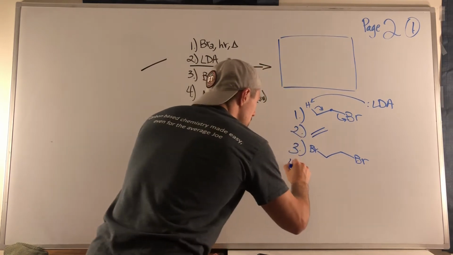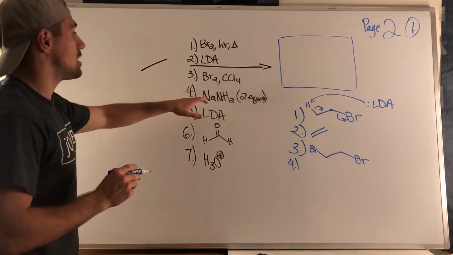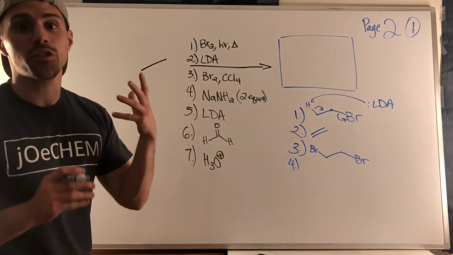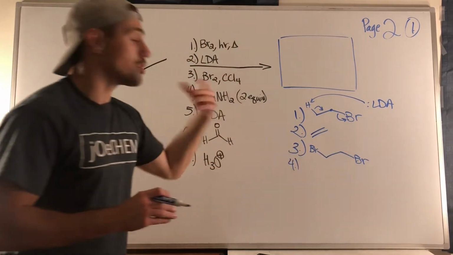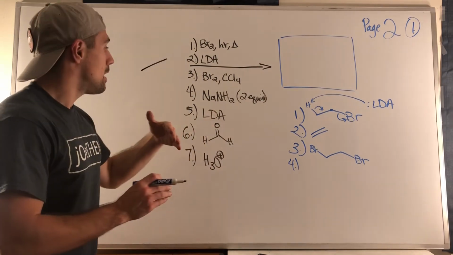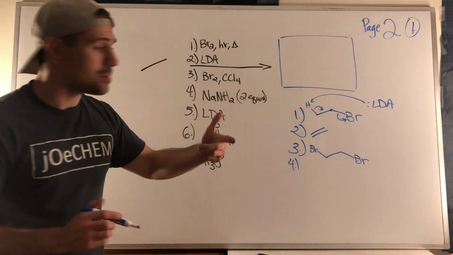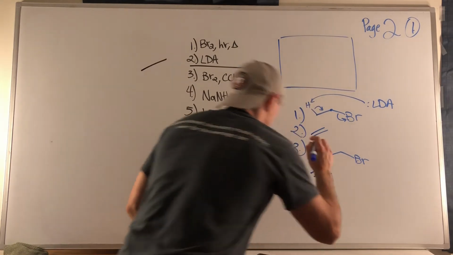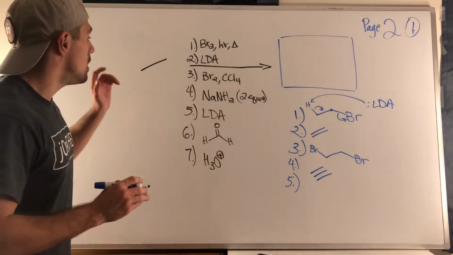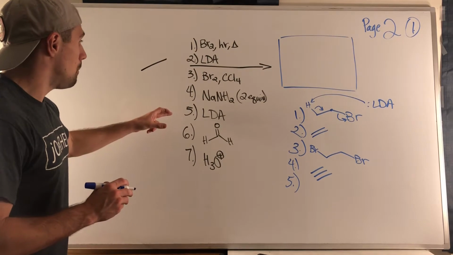Okay, that's step 3. Step 4 is a double dose of NaNH2, right? This is our method for taking a structure with good leaving groups adjacent to one another and doing a double elimination. This will give us an alkyne, right? So now we're leaning on chemistry we've recently learned. So now, that was 4.